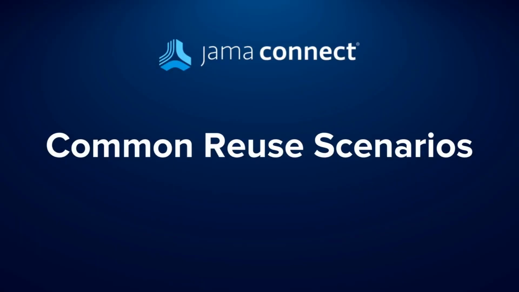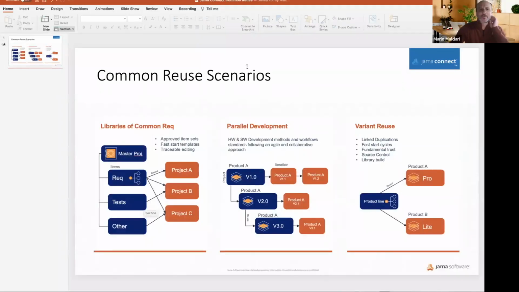Well, let me show you something. I want to talk a little bit about how reuse is done in Jama, and I'd like to show it to you. Some of the common reuse scenarios that I've seen, here at Jama, but as well as in industry, is developing common libraries of requirements, where you're wanting to develop once and be able to reuse these requirements across the board in different projects, even within the same project. Parallel development, very common to reuse requirements for your parallel development, as well as variant reuse. So being able to use them across your variants.